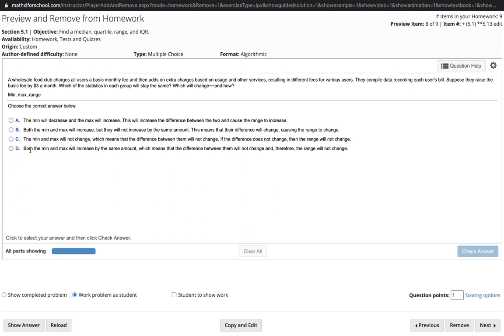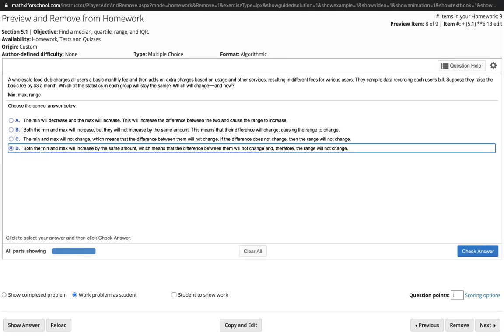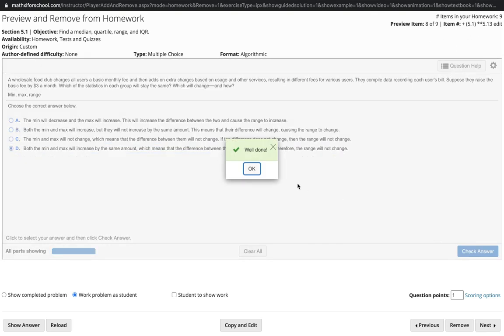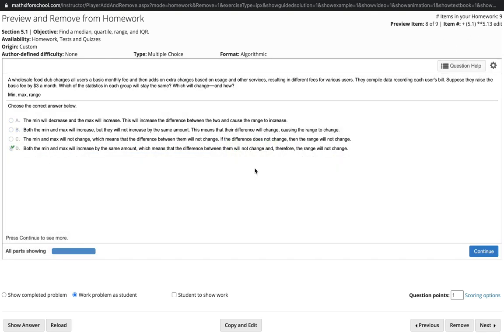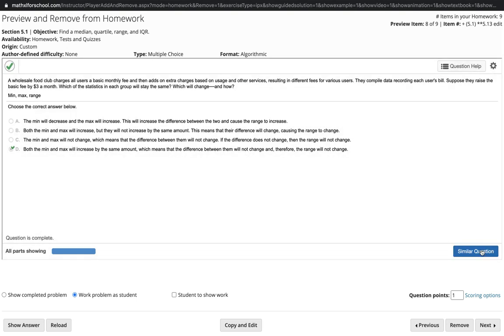Looks like D. Both the min and the max will increase by the same amount. Okay, in this case, they will increase by $3, which means that the difference between them will not change, and therefore the range will not change. If everything goes up by the same amount, then how spread out they are will not change. So the answer in this case is definitely D. All right. So that is number 8.